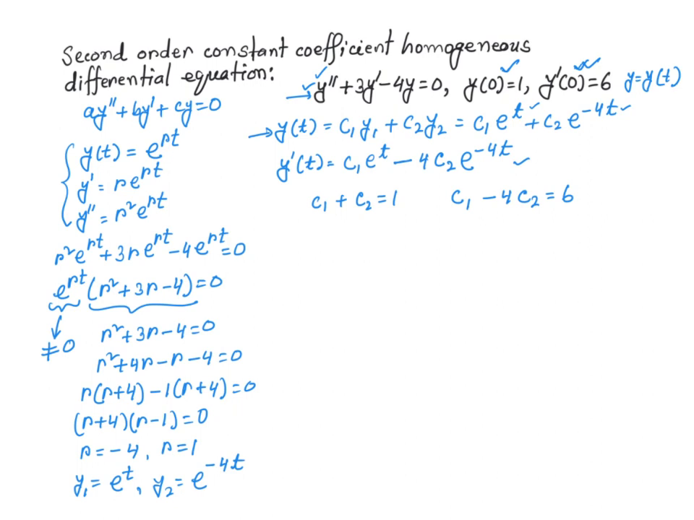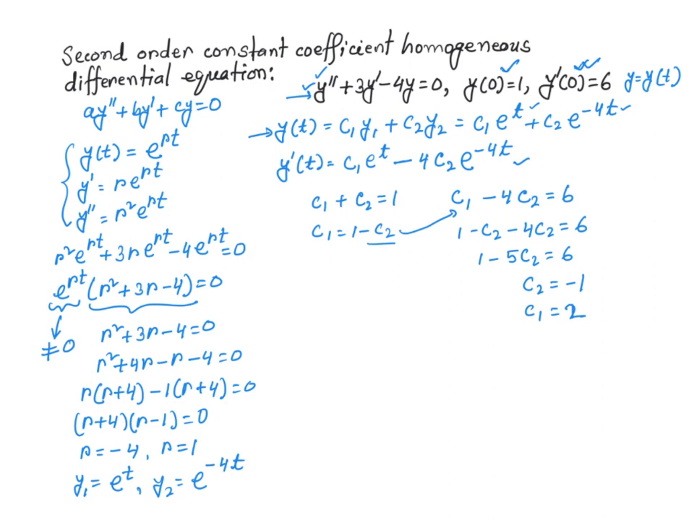Now it's pretty easy. So c1 is equal to 1 minus c2. So I'm just going to plug it in here. 1 minus c2 minus 4 c2 is equal to 6, or 1 minus 5 c2 is equal to 6, or c2 is equal to negative 1. So that tells me c1 is going to be, actually 2, sorry. c1 is equal to 2 because c2 is equal to negative 1.